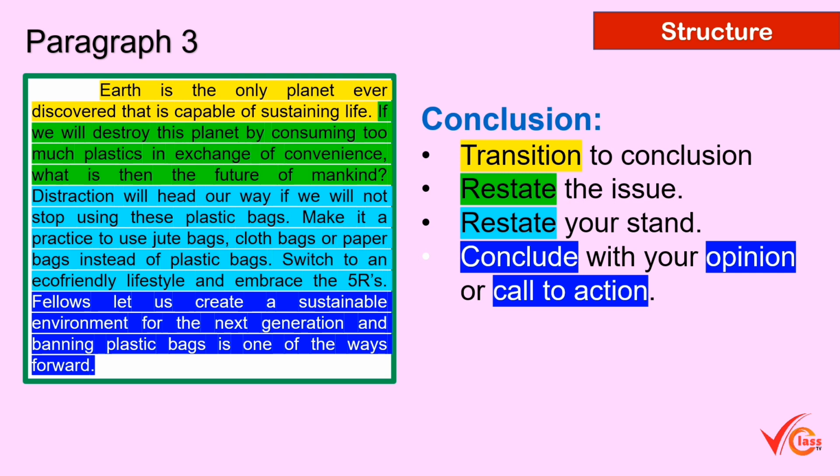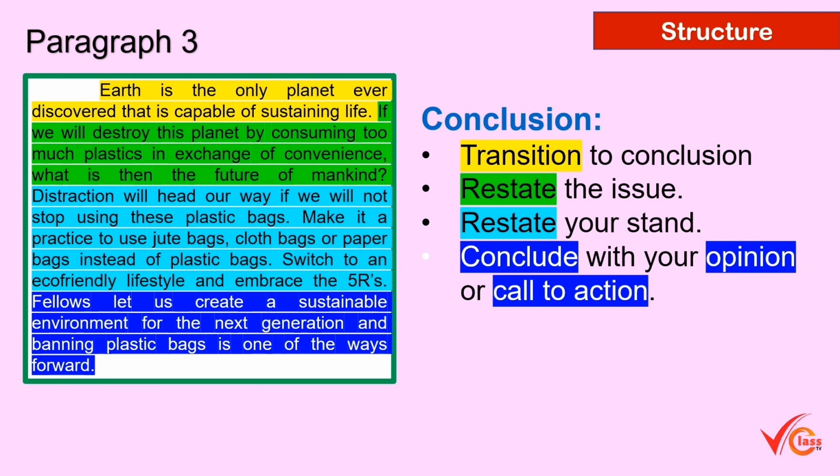Okay, so you're going to restate your stand highlighted in blue. Destruction will head our way if we will not stop using these plastic bags. So you just restated this one. This is recycled from the introduction paragraph. Make it a practice to use jute bags, cloth bags, or paper bags instead of plastic bags. Switch to an eco-friendly lifestyle and embrace the 5 R's.